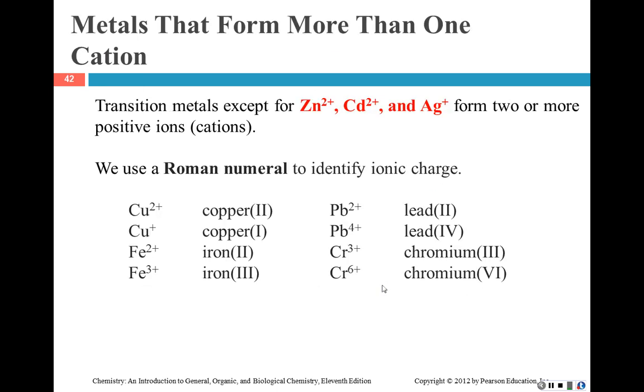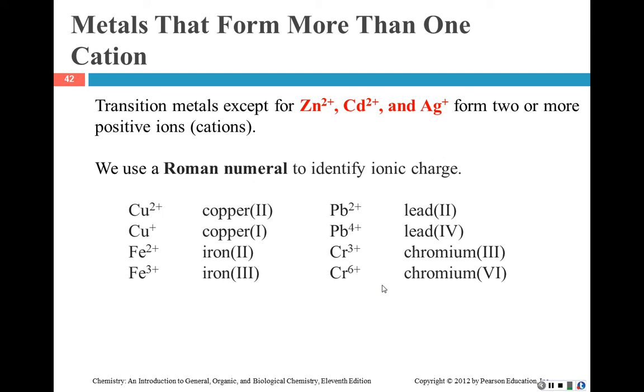It's always a joy. All right, metals that form more than one cation. Now, I told you earlier that group 1A and 2A are always the same. They only form one charge, +1 and +2 for group 1 and group 2 respectively.